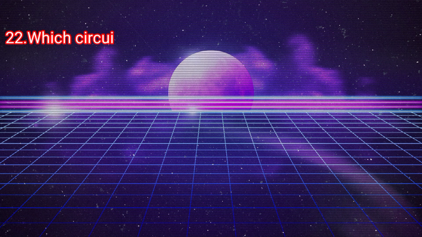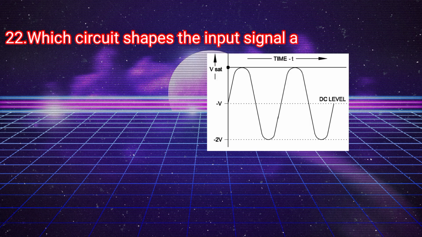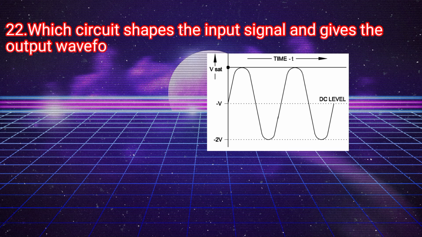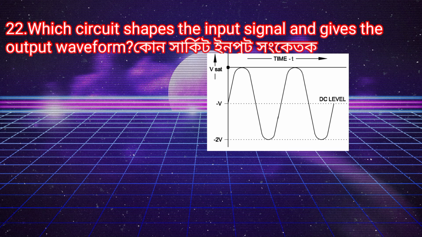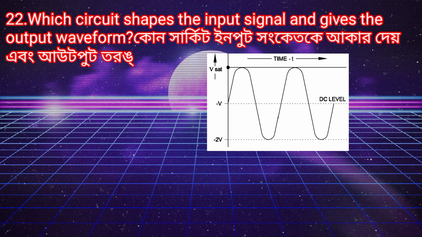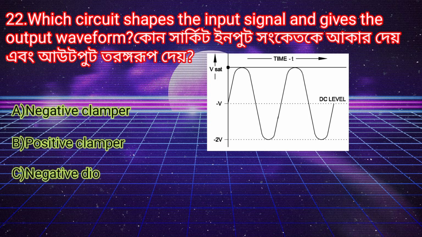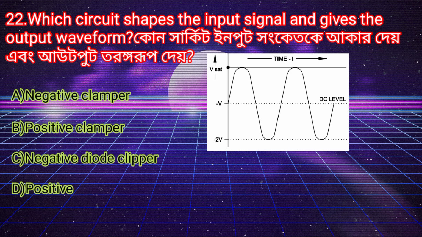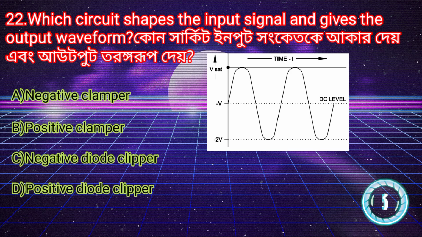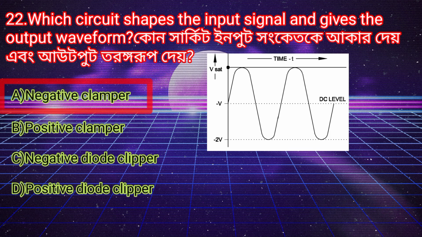Which circuit shapes the input signal and gives the output waveform? Option A negative clamper. Option B positive clamper. Option C negative diode clipper. Option D positive diode clipper. উত্তর হবে অপশন A negative clamper.